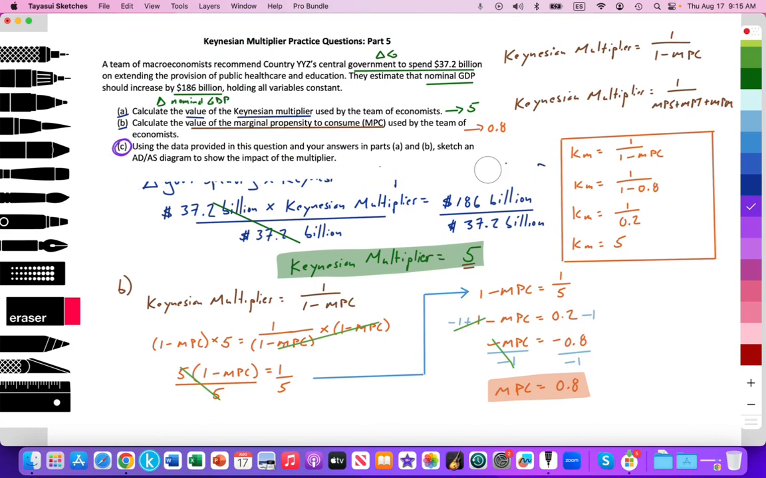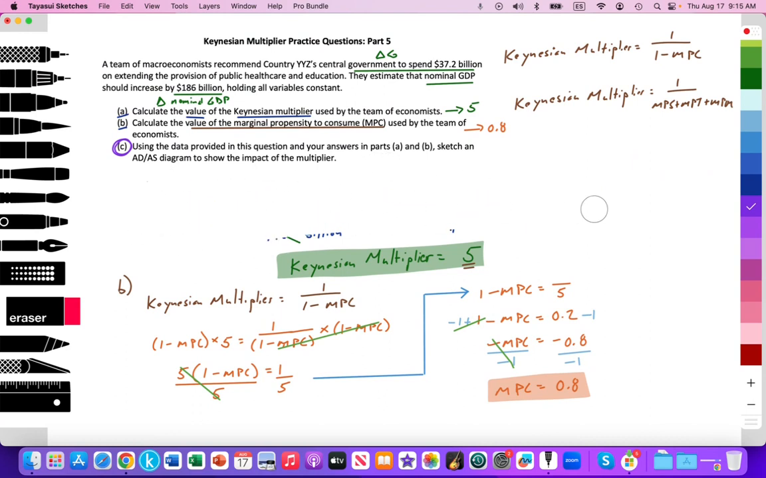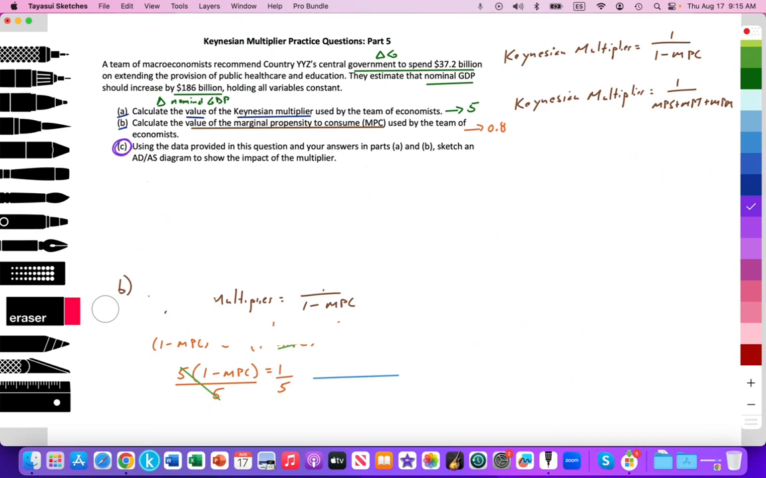And question C is going to ask us to illustrate using a Keynesian model, the AD-AS model, the effect of the Keynesian multiplier in the context of this question. So let's go ahead and do this. This could be asked of you on an IB Paper 3 exam, where after you work with the Keynesian multiplier, you might be asked to illustrate how it looks in that model.